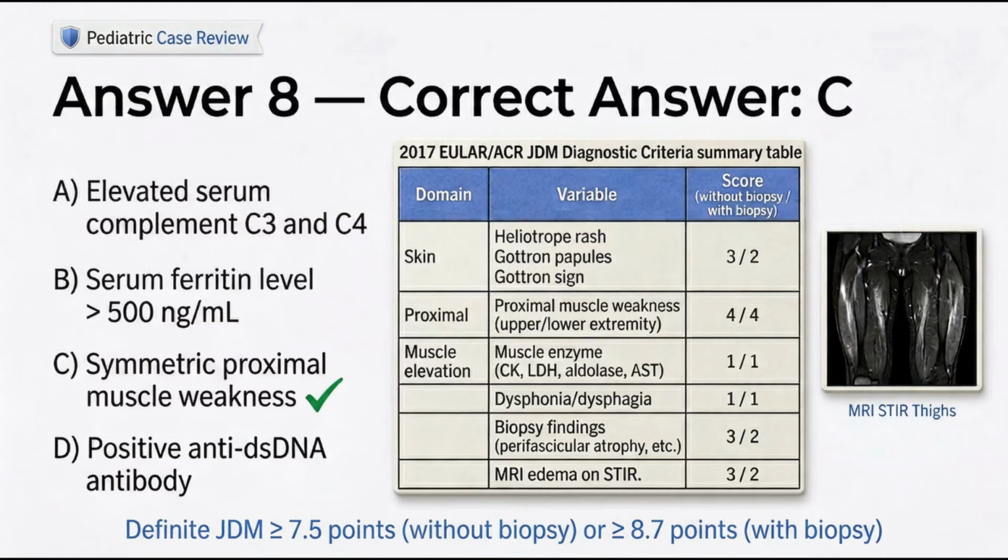The 2017 European League Against Rheumatism and American College of Rheumatology classification criteria use a probability-based point scoring system across several clinical domains. These domains include skin findings such as heliotrope rash, Gottron papules, and Gottron sign, proximal muscle weakness in upper and lower extremities, elevated muscle enzymes including creatine kinase, lactate dehydrogenase, aldolase, and liver transaminases, dysphonia and dysphagia, biopsy findings of perimysial atrophy, and magnetic resonance imaging edema on short tau inversion recovery sequences. A score of 7.5 or above without biopsy, or 8.7 or above with biopsy, classifies definite juvenile dermatomyositis. Complement levels and anti-double-stranded DNA are lupus markers, not juvenile dermatomyositis criteria.